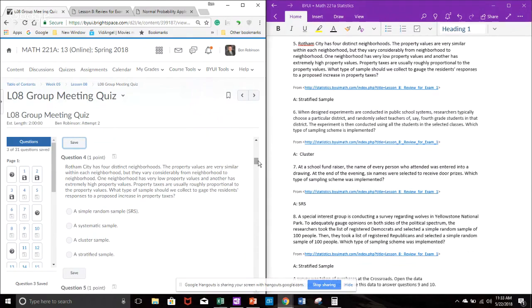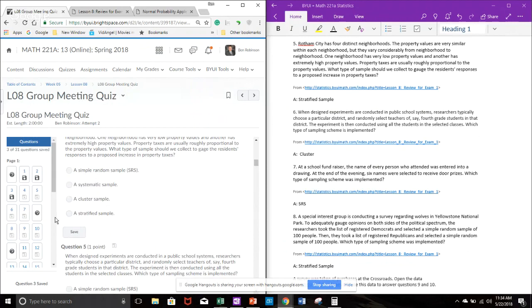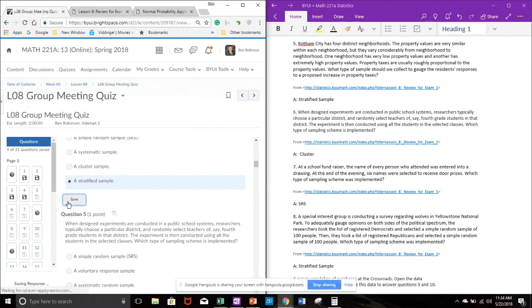Okay. Rotham City has 4 distinct neighborhoods. The property values are very similar within each neighborhood, but they vary considerably from neighborhood to neighborhood. One neighborhood has very low property values, another has extremely high property values. Property taxes are usually roughly proportional to the property values. What type of sample would we collect to gauge the residents' response to a proposed increase in property taxes? So that would be a stratified sample, where you take a random sample from each of the areas. Okay, 4. You agree? I agree. I agree with you.